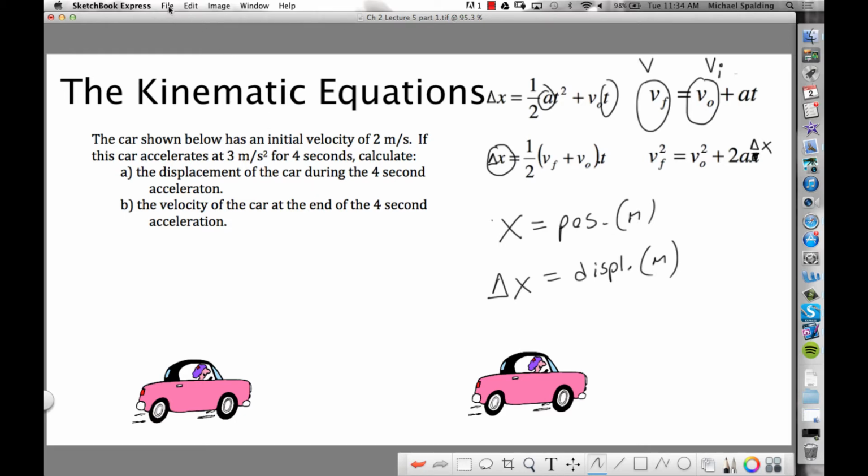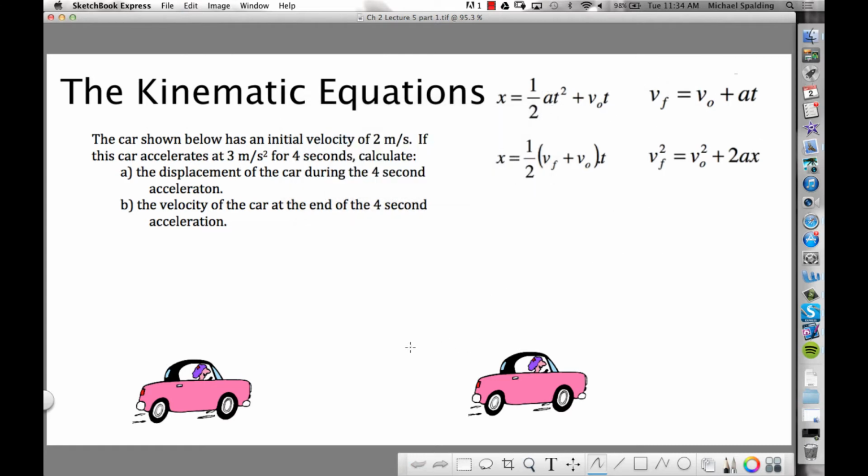So here's a sample problem. And I purposely made this real simple because I want everybody to understand it. There will be no confusion. And then after we do this example problem, I'm going to talk about two things that will make these kinematic problems more challenging. But we're starting out with a nice easy one.